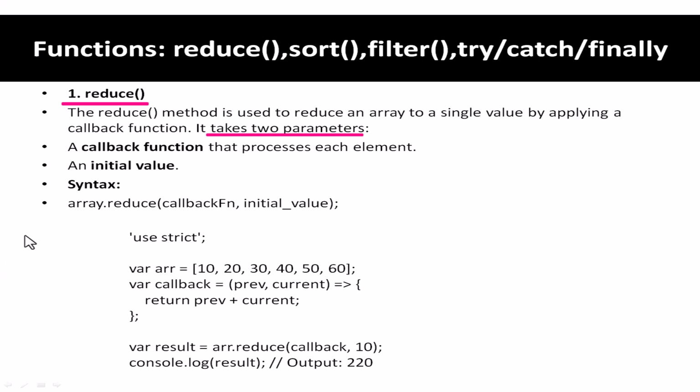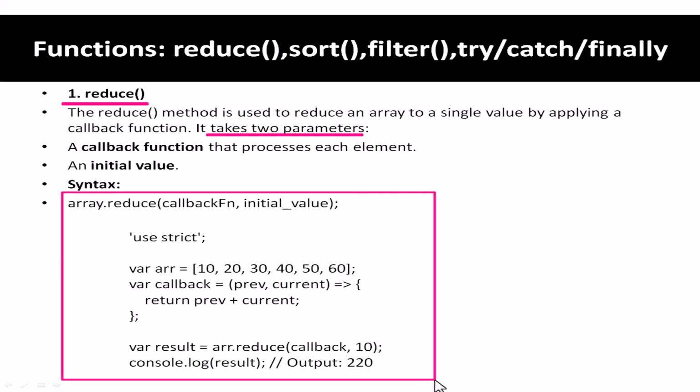Now here we have the following example. Array dot reduce is one of the object-oriented methods. Array dot reduce takes two arguments: a callback function and an initial value. Here we are using strict mode, as in the previous array example. You can refer to the previous video. The array is 10, 20, 30, 40, 50, 60. How many elements are there?